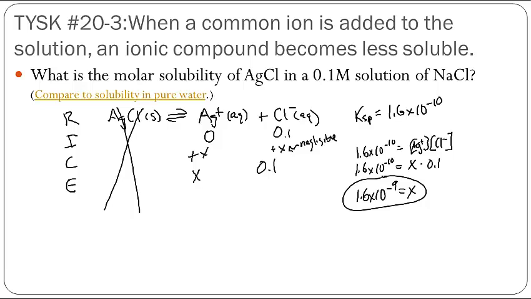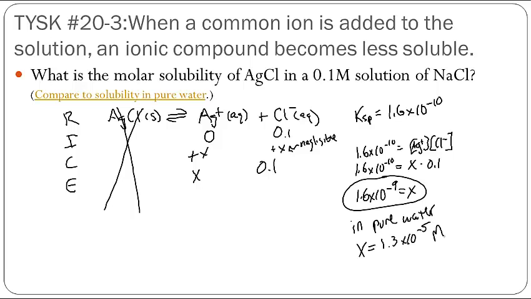And in pure water, I think X was 1.3 times 10 to the minus 5. So just by adding that 0.1 molar solution of NaCl, my solubility dropped by 10 to the fourth.